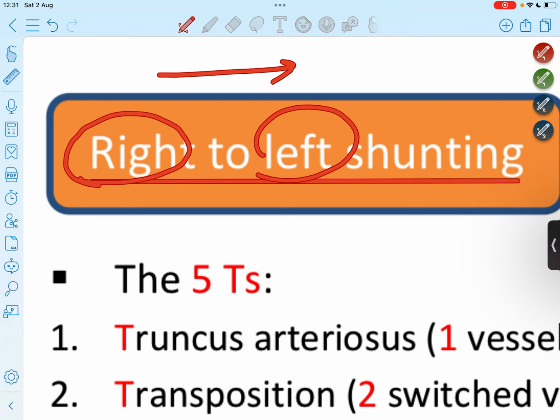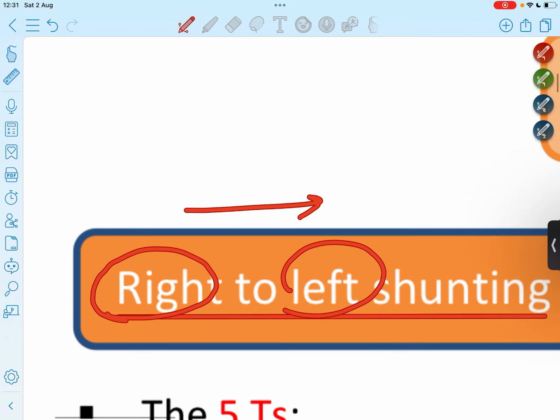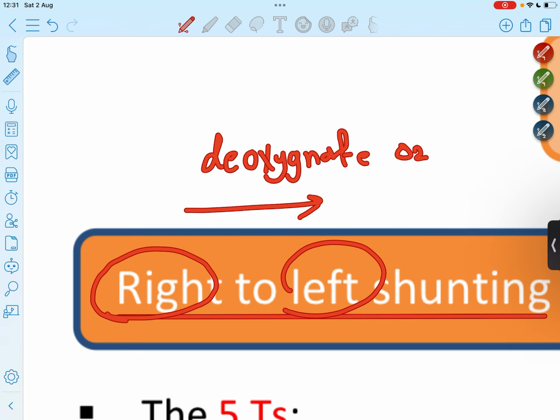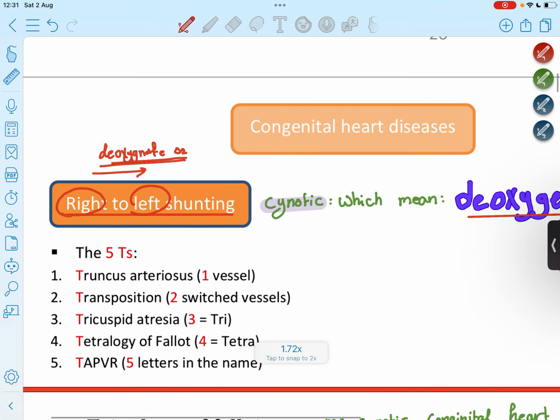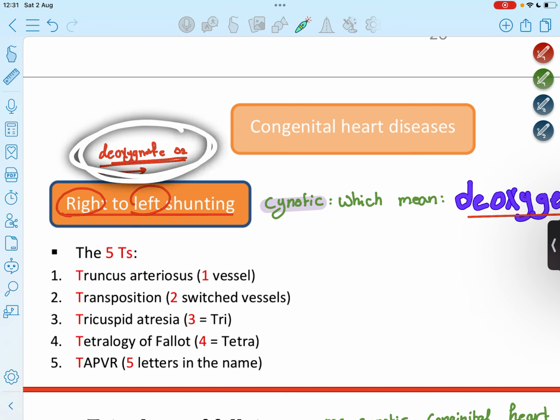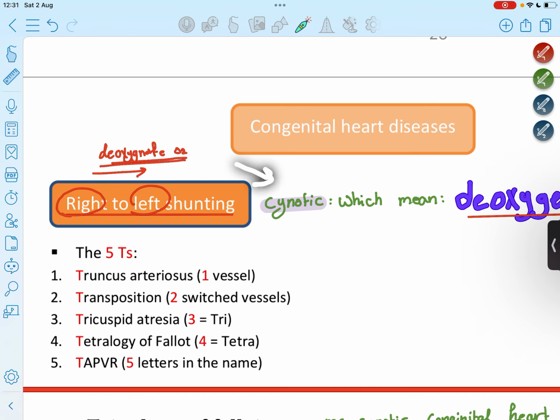When we say right to left shunt, there is deoxygenated blood pumped in the circulation. We call this cyanotic because deoxygenated blood gives a blue or purple color, which is what cyanotic means. Another name for right to left shunt is cyanotic congenital heart disease.